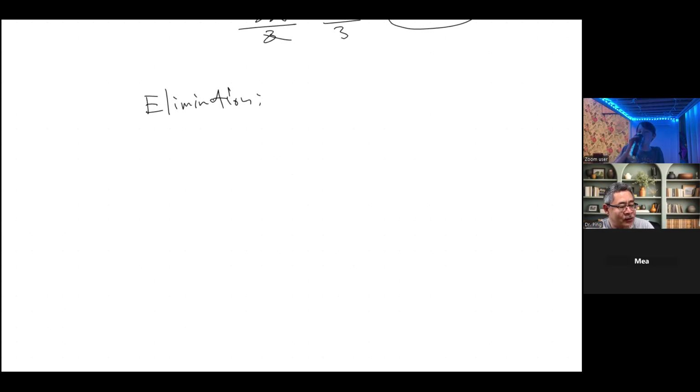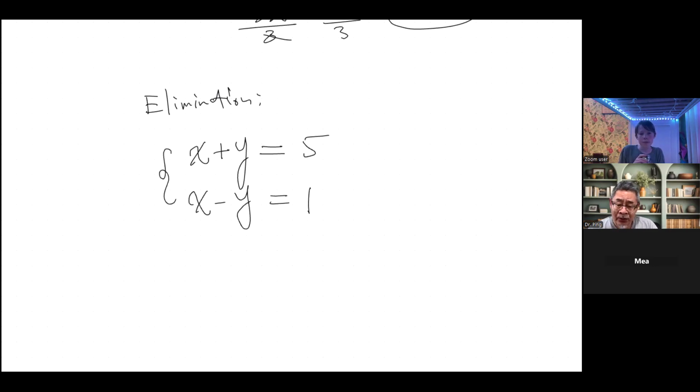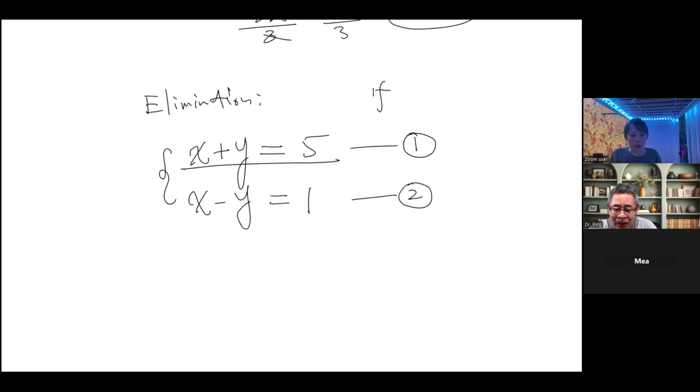Okay, so let's look at x plus y equal to 5, a pretty simple one, and x minus y equal to 1. And we put them together. Elimination is where we get rid of one variable. What we're going to do is add our first equation to the second equation, and this is basically our addition property. Remember, if a is equal to b, then a plus c is equal to b plus c.